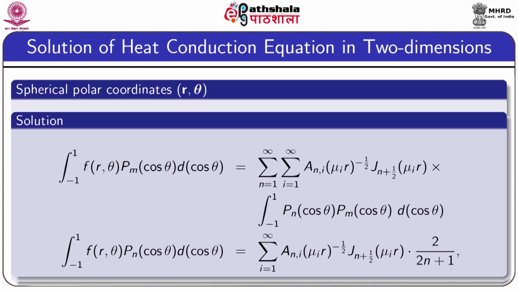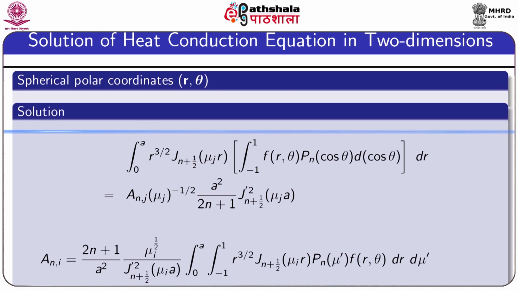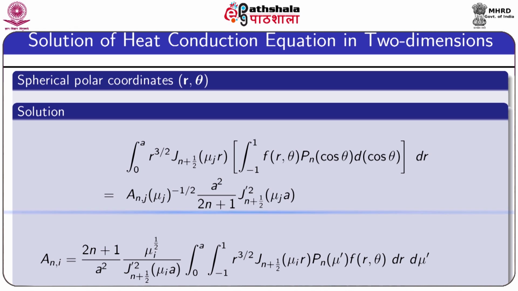But to obtain a n i, we need to eliminate J n plus half also. So to eliminate J n plus half, we again need to integrate this relation with J n plus half mu j r into r to the power 3 by 2 and then integrate over 0 to a. Now using the orthogonality property of Bessel function and Legendre function, we obtain the relation which is written in the first equation. And from this equation, we can easily get the values of a n i, which is written in the last equation.